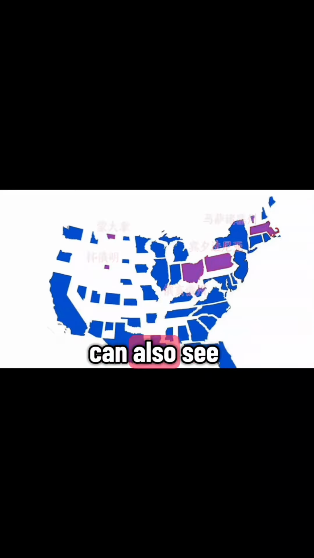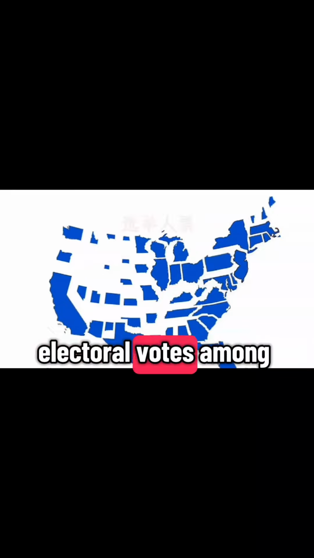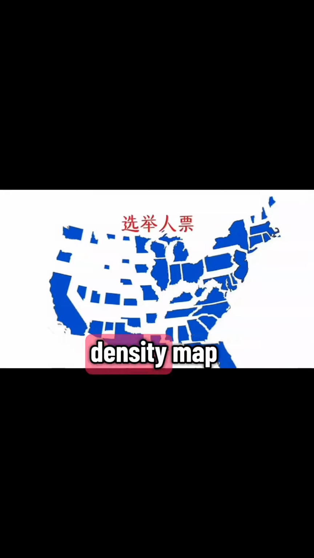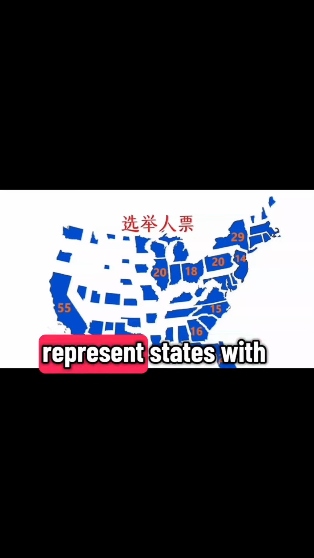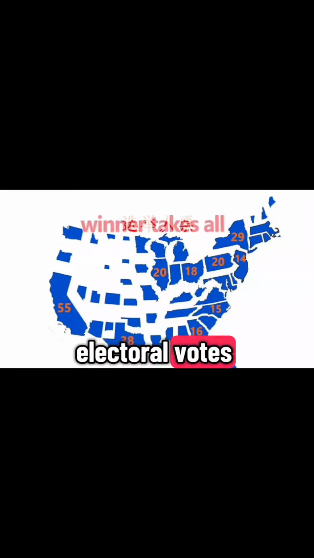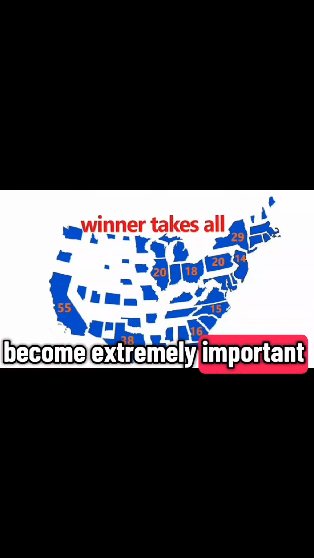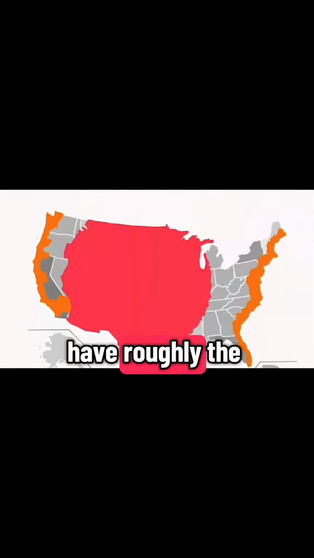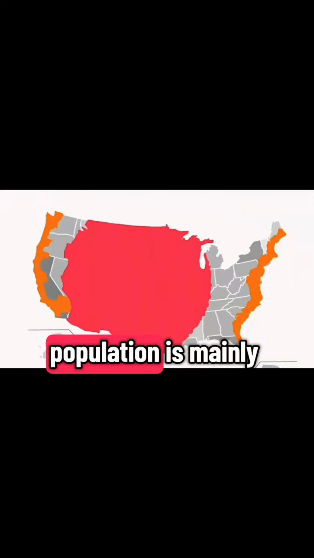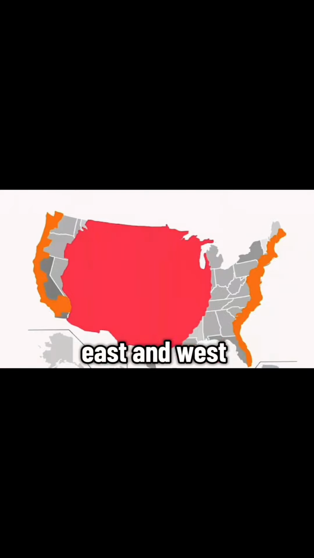In fact, you can also see the distribution of electoral votes among U.S. states from this population density map. These larger blocks represent states with a lot of electoral votes, and under the winner-takes-all system, these key states become extremely important. The orange areas on this map have roughly the same population as the red areas, which also shows that the U.S. population is mainly concentrated on the east and west coasts.